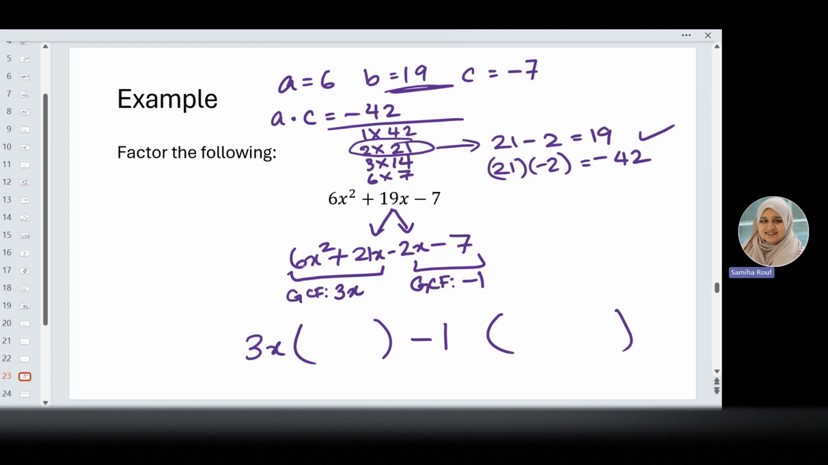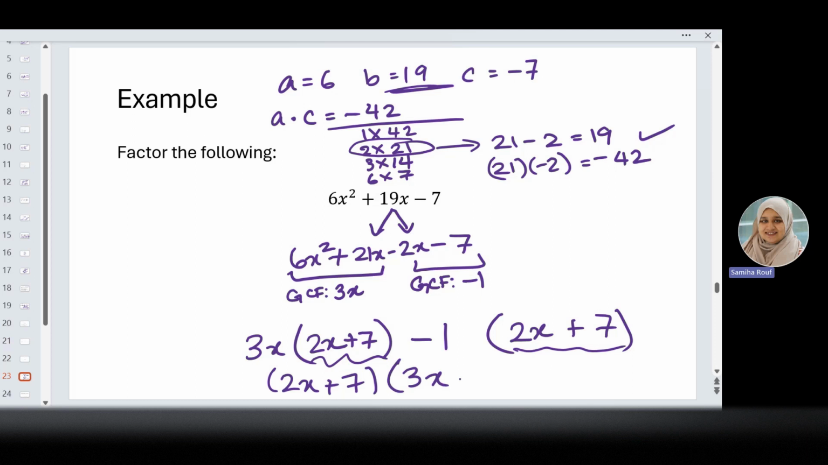Okay, so 6x squared divided by 3x is 2x. And then 21x divided by 3x is 7. -2x divided by -1 is 2x. -7 divided by -1 is 7. Now these can come together. And then what's left comes together. All right, and then we're done.